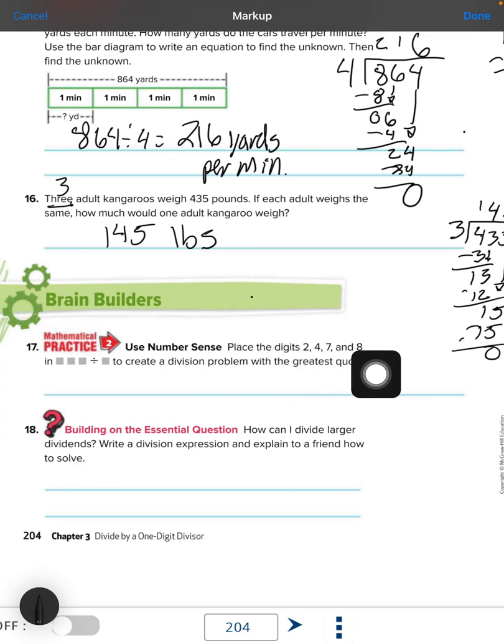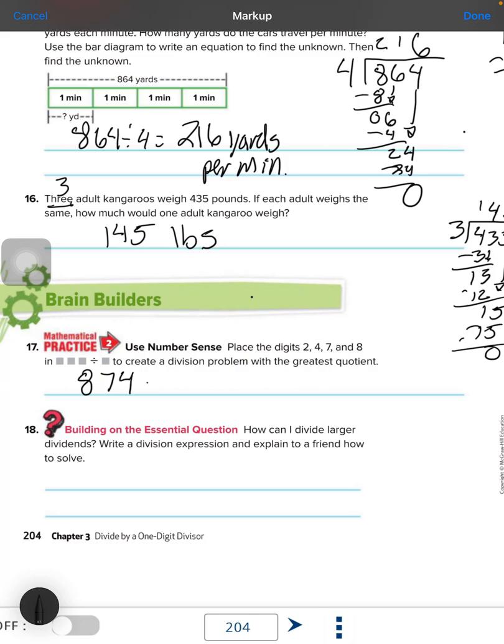Brain builder. Place the digits 2, 4, 7, and 8 in an equation to create a division problem with the greatest quotient. Remember, quotient means answer. This one was really tricky, so let me just help you out here. So you're dividing, so whatever this number needs to be, it needs to be twice as much as what the answer is going to be, okay?